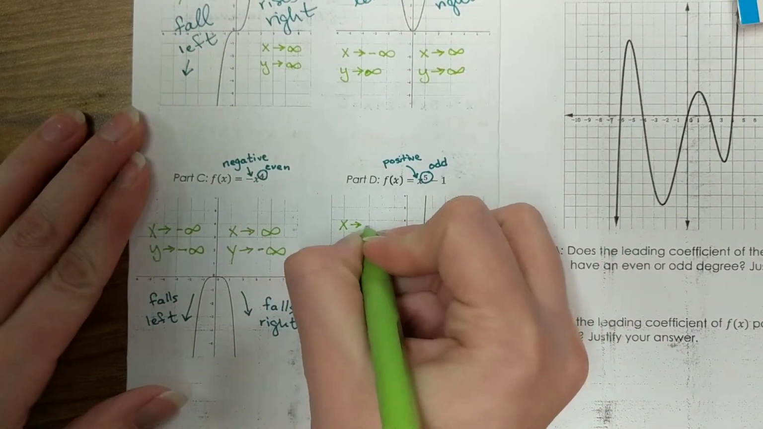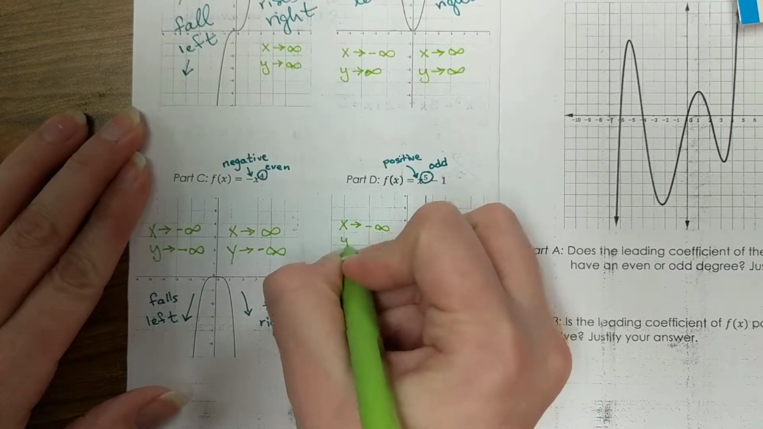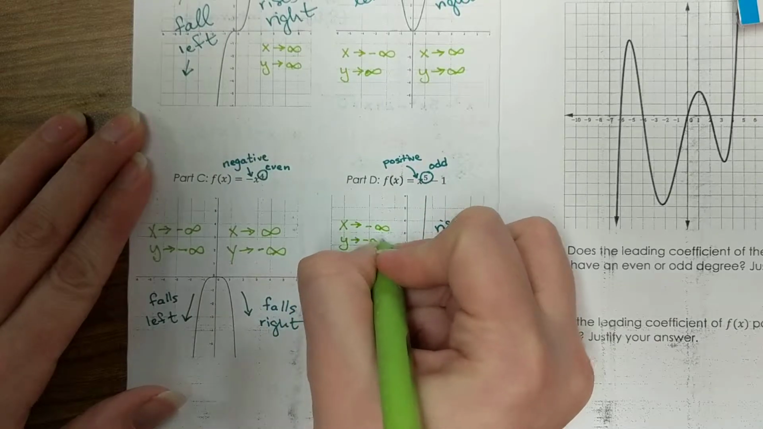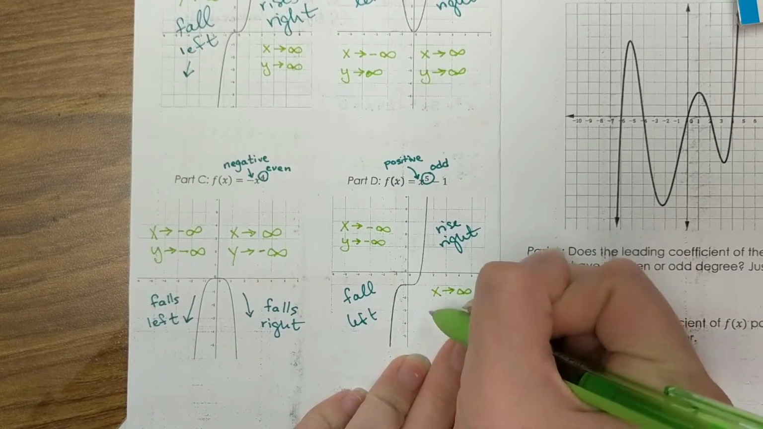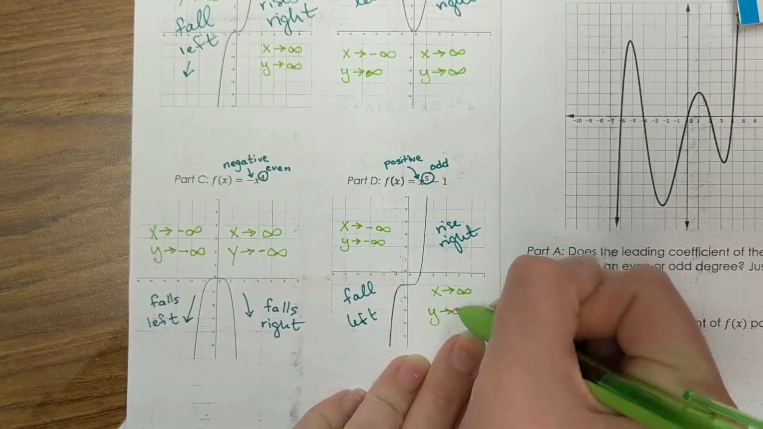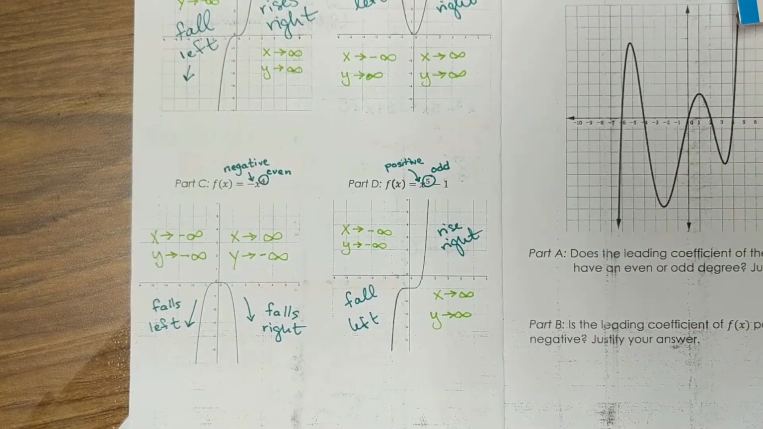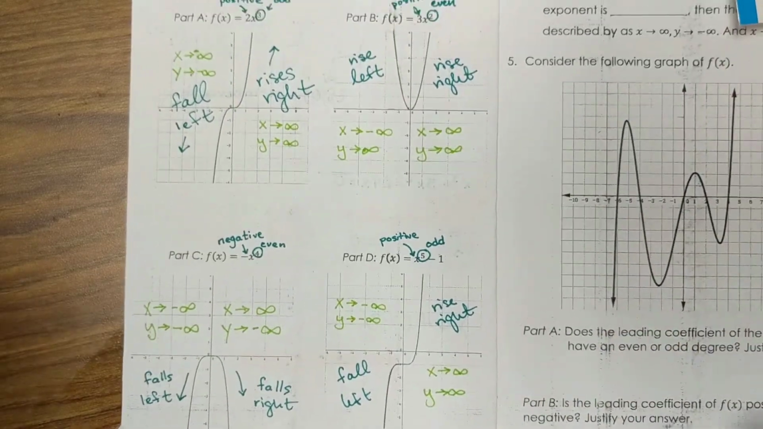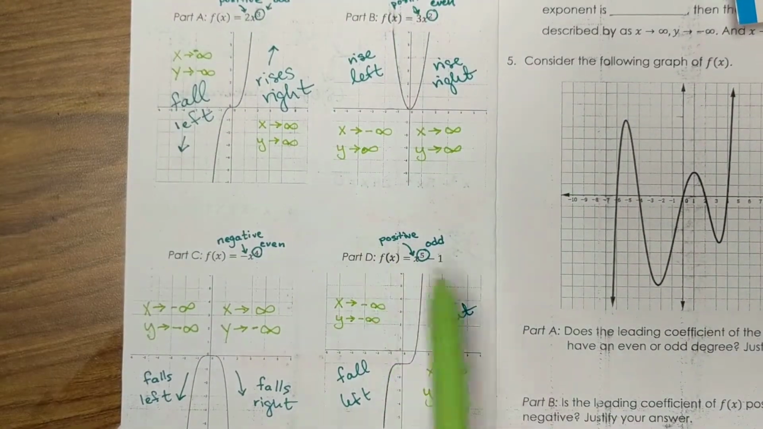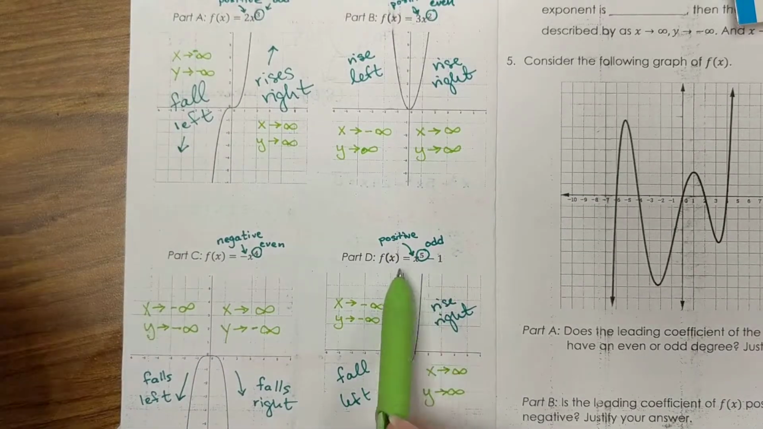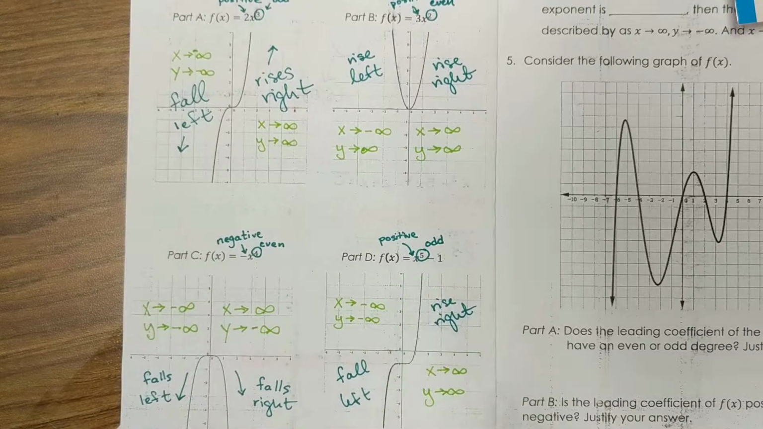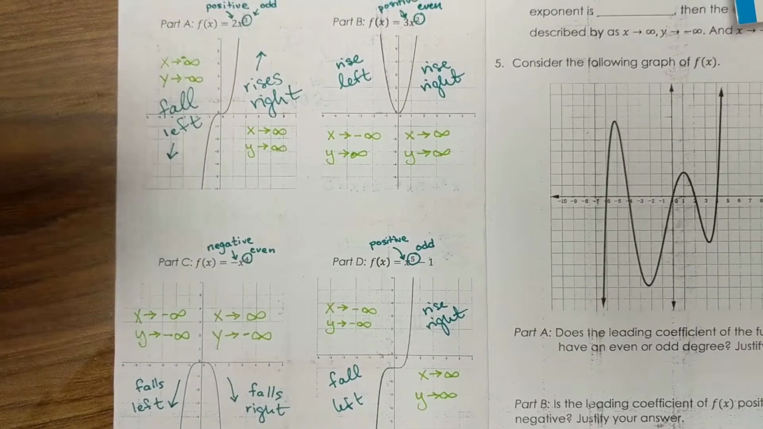As x goes towards negative infinity, y is also going towards negative infinity because it's falling. As x goes towards positive infinity, y is also going towards positive infinity. Okay? So again, that's just the basics. All you're doing is figuring out which way a graph goes based off of the leading coefficient, or the number in front of your highest exponent. Okay? So that's what we're going to do. We're going to do it about 10 more times.